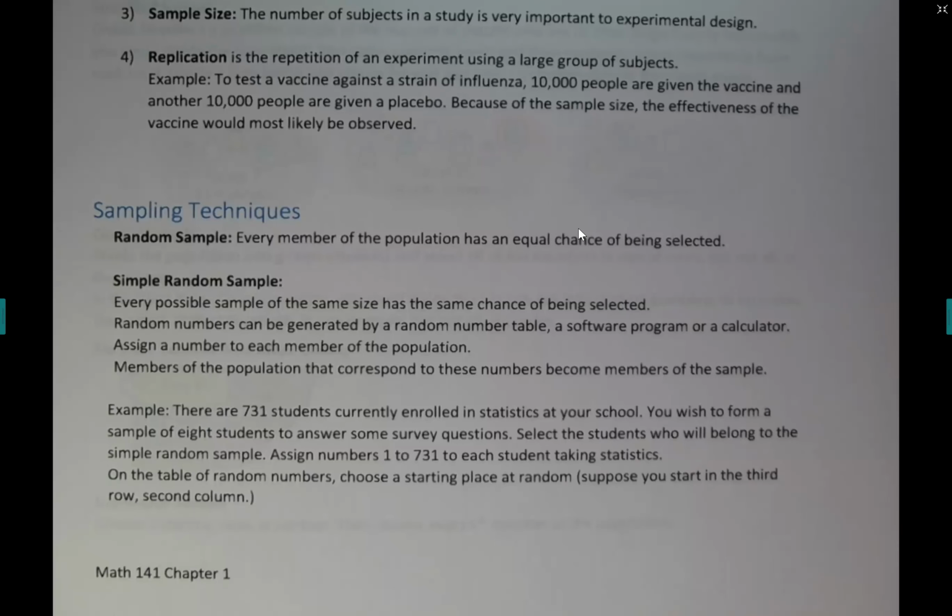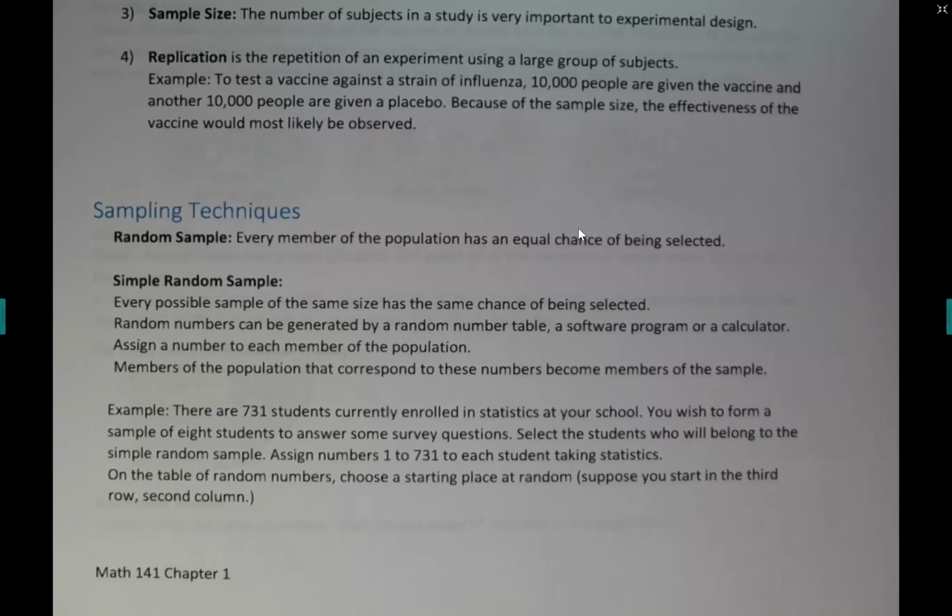Let's say we want to pick just 5 students out of a group of 30 students. A simple random sample means every possible sample of the size 5 has the same chance of being selected. And again, guys, the best way to get a simple random sample is to put the names in a basket and just select 5 names out of the 30. That would be a simple random sample.